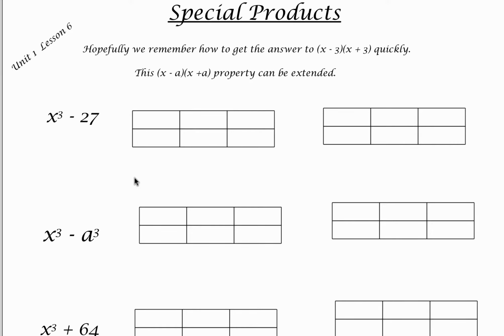Okay, so we're going to look at special products today. We're still in polynomials, still extending our knowledge of polynomials. And we're going to go back to our old friend, the difference of two perfect squares.